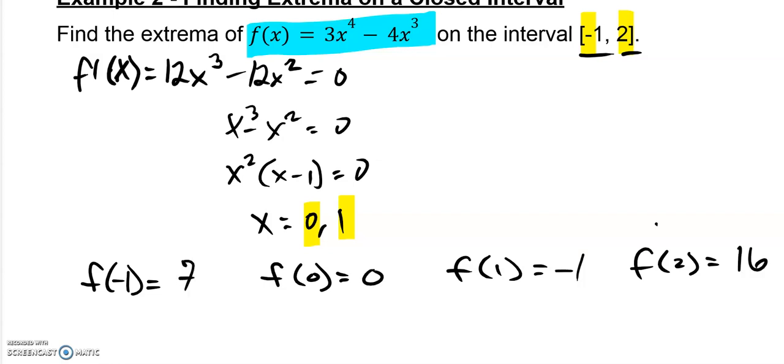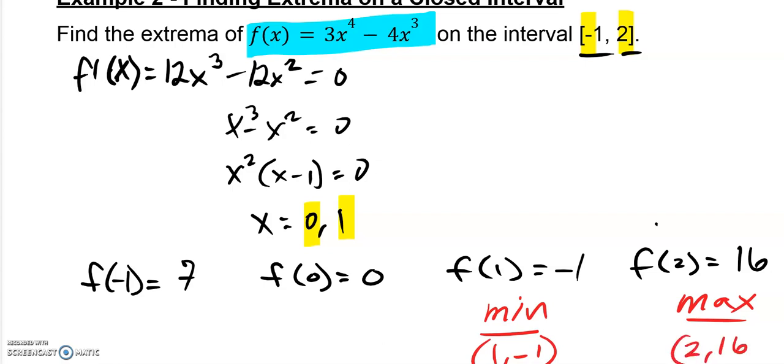When you do that, you get these values. You get 7, 0, -1, and 16. Then we can easily identify the max and the min. This is the lowest right here, so that's your minimum. And then this is the highest, and so that's your maximum. So the minimum occurs at 1, -1, and the maximum occurs at 2, 16.